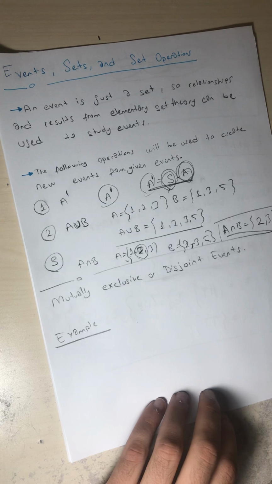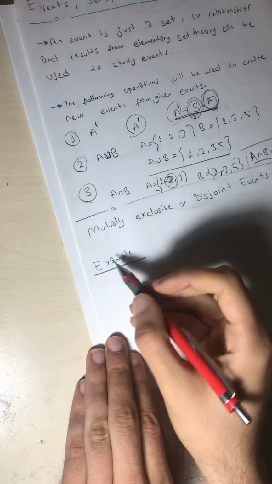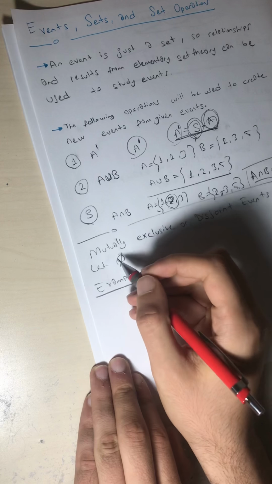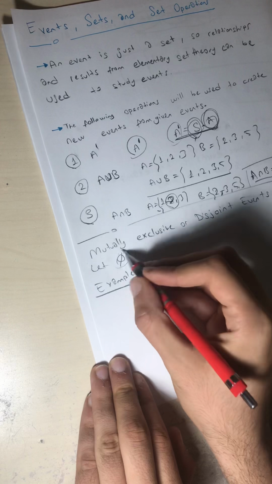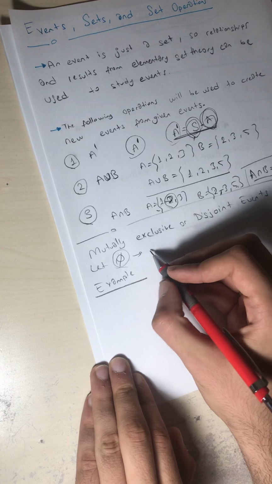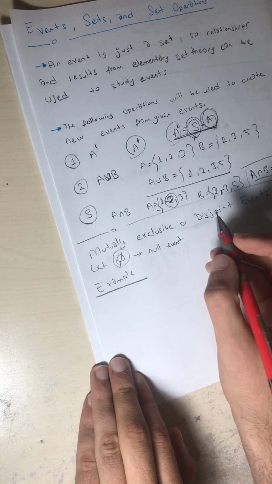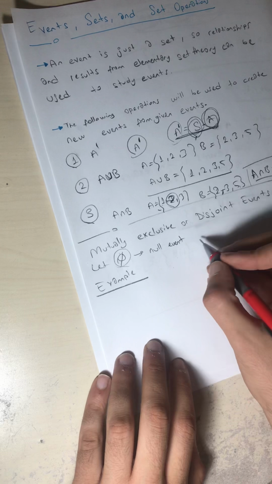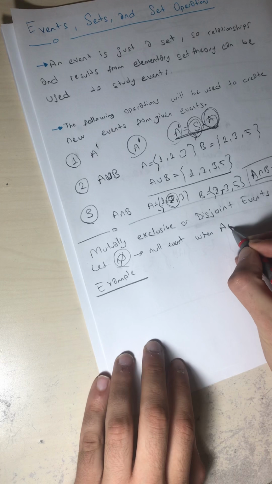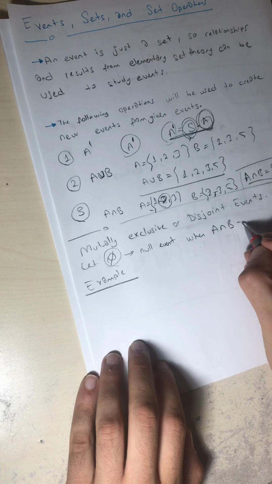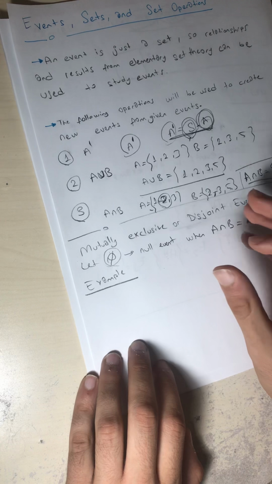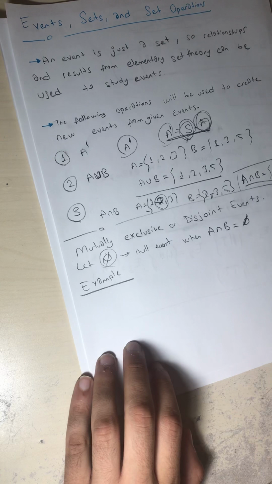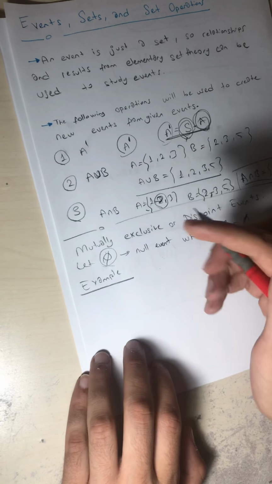And now we're gonna go on with what are mutually exclusive or disjoint events. Let this symbol denote the null event, the event consisting of no outcomes whatsoever. When A and B is null, A and B are said to be mutually exclusive or disjoint events, and this is what we call that.